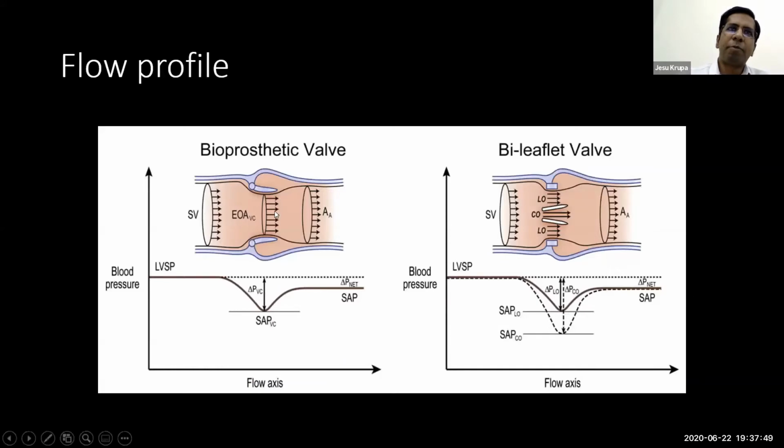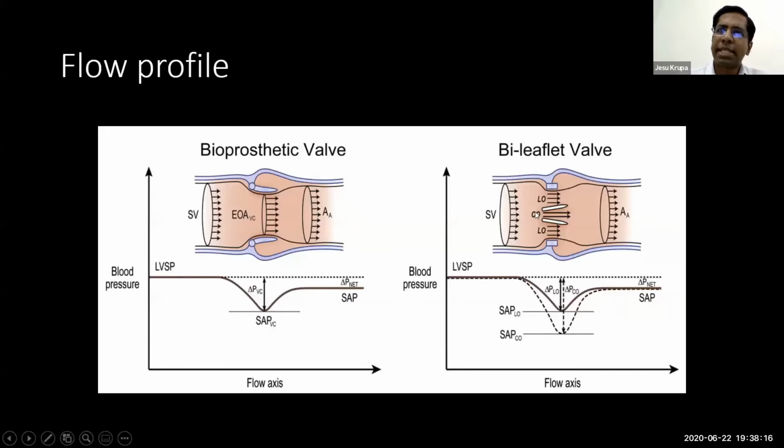So this is the flow profile across prosthetic valve. This is a bioprosthetic valve, and this has more or less a laminar flow, as you can see. And this is a bileaflet valve, wherein through the central orifice, you will have a higher velocity because it's a smaller orifice. And the lateral orifice will have a lower velocity because they are relatively bigger orifices. So that is also something to know, something I mentioned last time also.